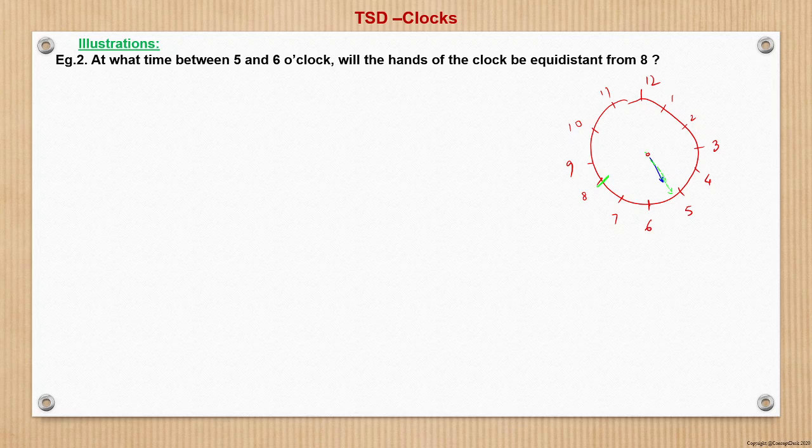Or if the minute hand is somewhere here, such that this distance, let it be d, and the distance between the hour hand and 8 is also d. So this can be another scenario, right? So there are two cases being formed here. Now let us see the first case, case 1.